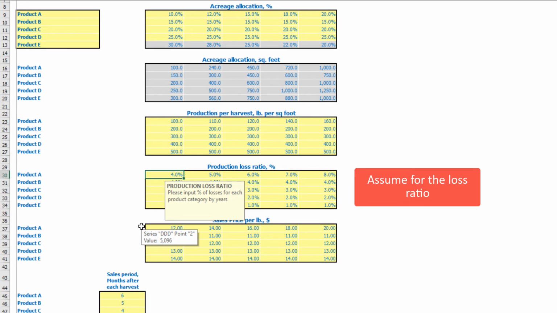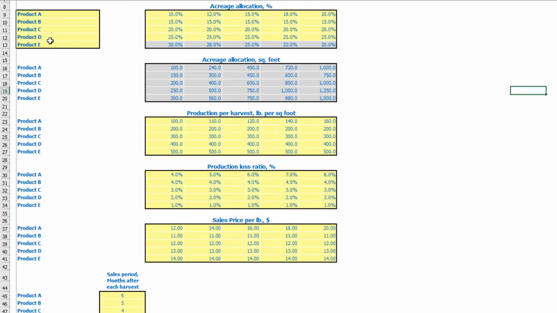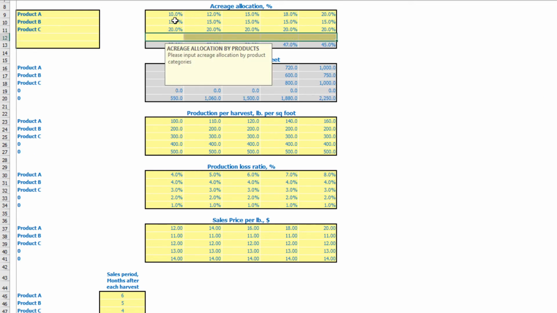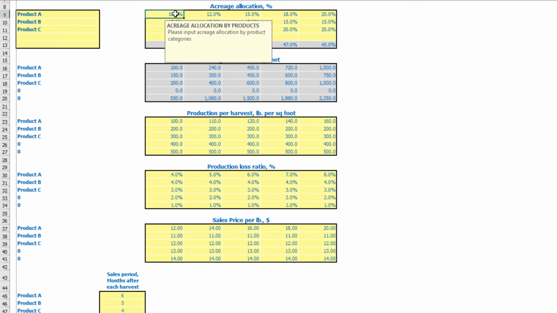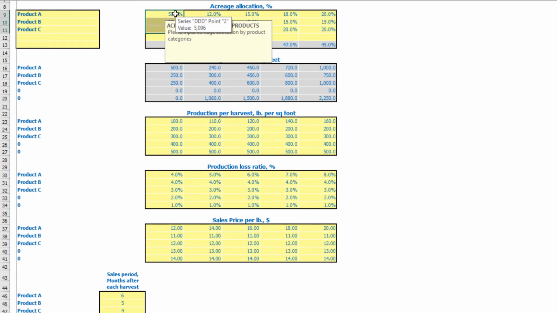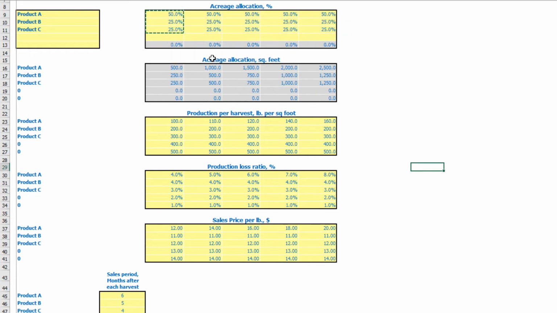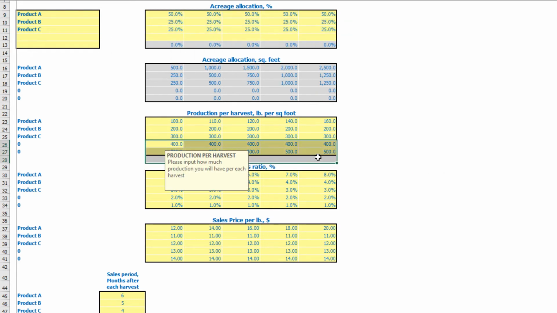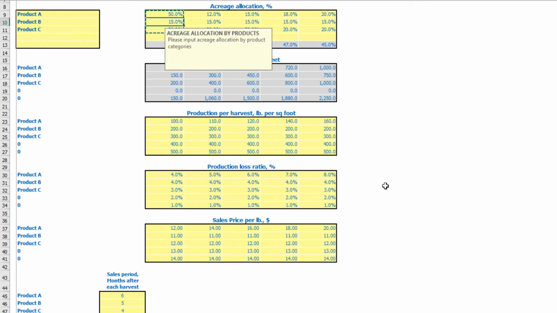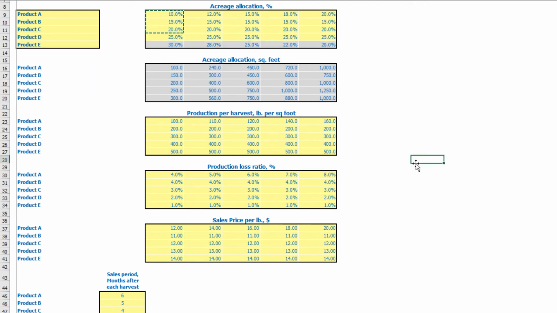You can also just zero out if you don't need any losses, as well as if you don't need, for example, 4 products. If you need just 3 products, you can just adjust values, for example 50, 25, 25, and you will have in your model only 3 products. In this case you can clean all the assumptions related to product number 3 and number 4. That's also an option. Let me switch it back.